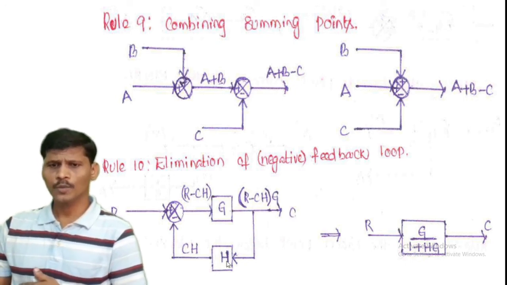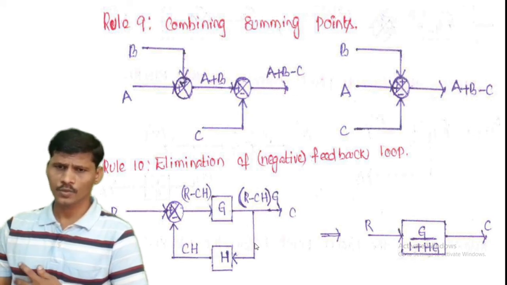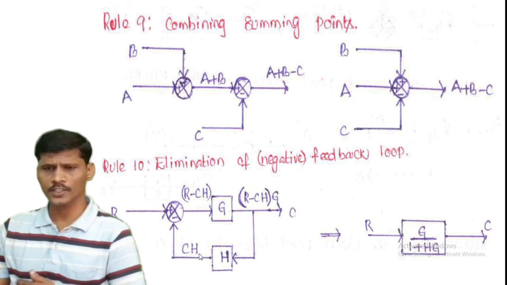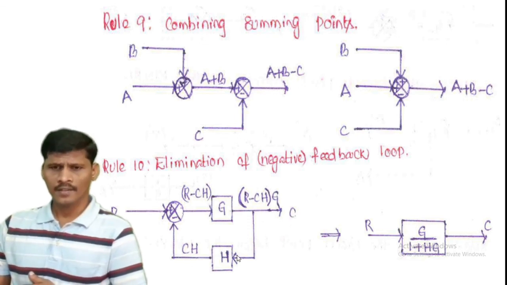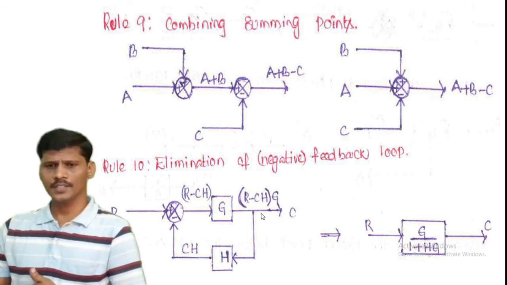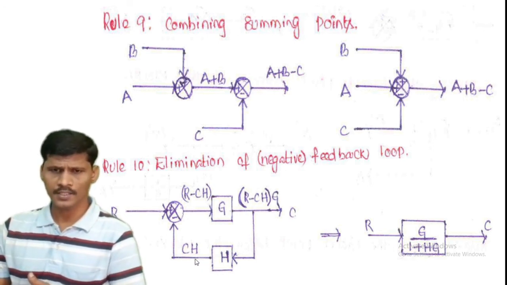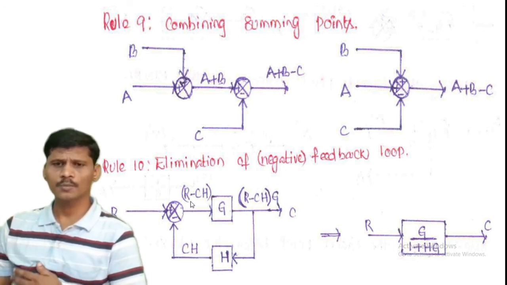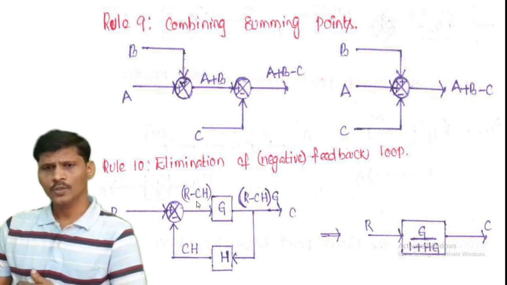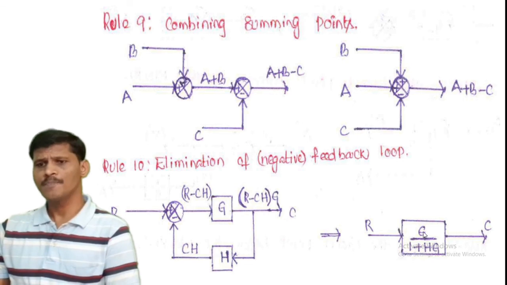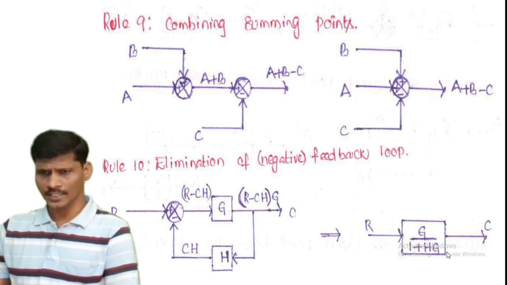And what is the input to the block G? R minus CH, into G. So this is passing through this block, we get the output C. And the input to the feedback element is C. So this is passing through the feedback, the output of the feedback is CH, and the output of the summing point is R minus CH. So eliminating this feedback, we get the equivalent block G by 1 plus GH.